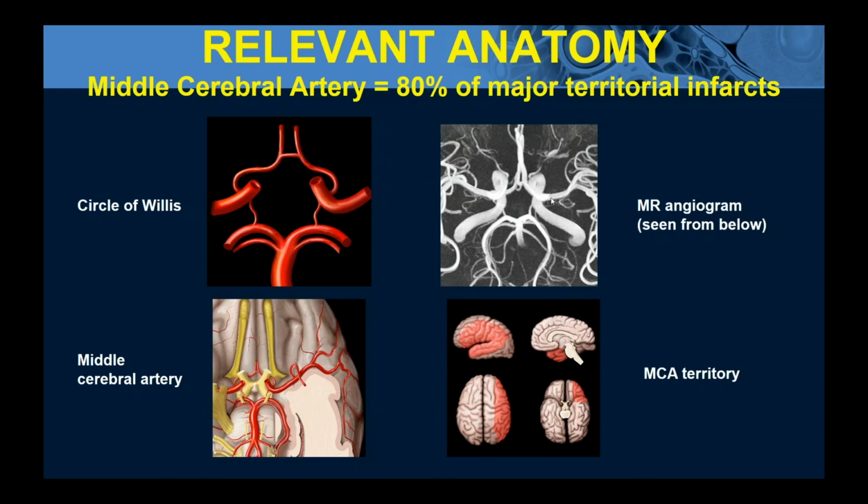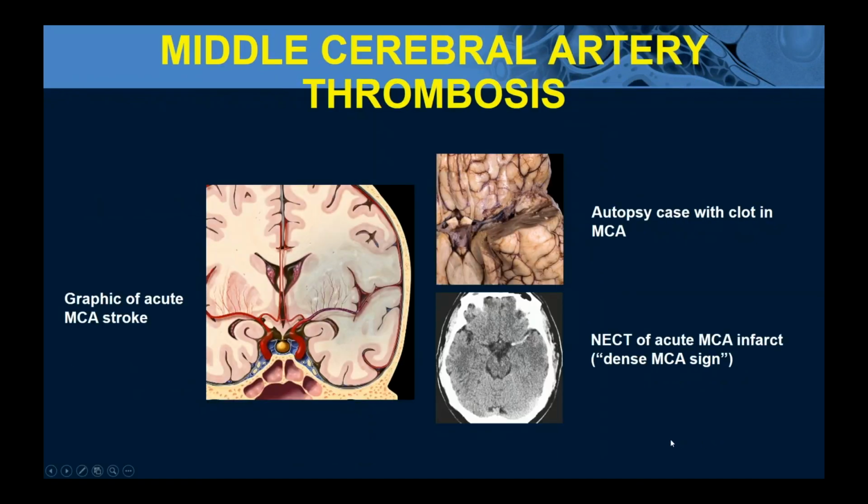Here's an MR angiogram seen from below. So these vessels out to the side are both middle cerebral arteries. And here's your middle cerebral artery territory. When we get middle cerebral artery thrombus and ischemia, you'll see an acute stroke in that particular territory, and we will often see it as a hyperdense clot. As you can see in this autopsy case, there's clot in the middle cerebral artery. It starts right here and goes out all the way laterally.